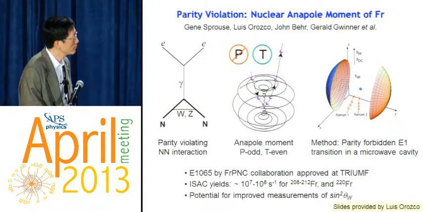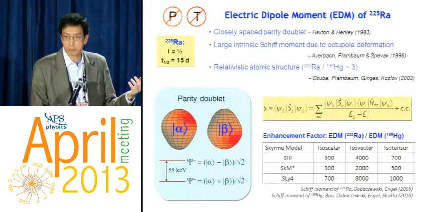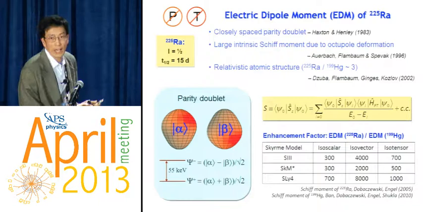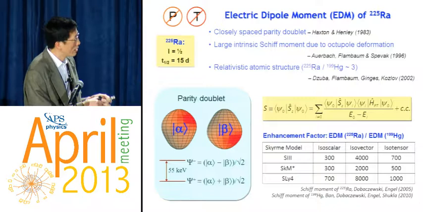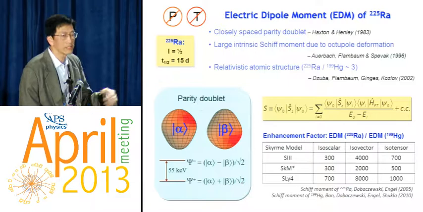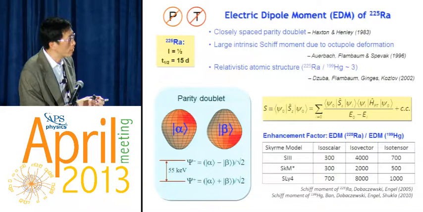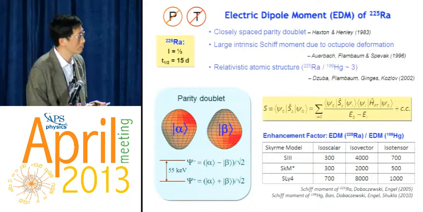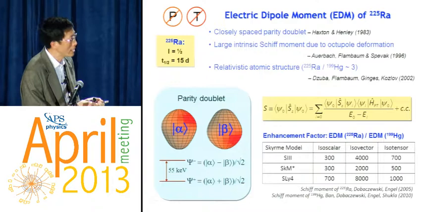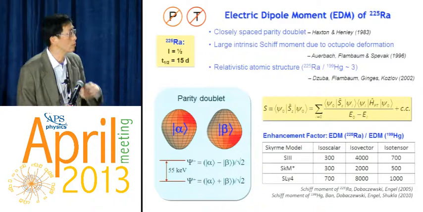The second example I want to tell you is a search for an electric dipole moment in radium-225. This moment violates both parity and time reversal symmetry. Theorists have pointed out that radium-225, because of the octupole deformation, enhances the EDM by quite a bit, compared with mercury-199, where the standard EDM experiment has been going on and has set the benchmark for all other EDM experiments. The radium EDM is supposed to be larger by 2 to 3 orders of magnitude. So it's a huge gain. So we're trying to take advantage of this enhancement factor.